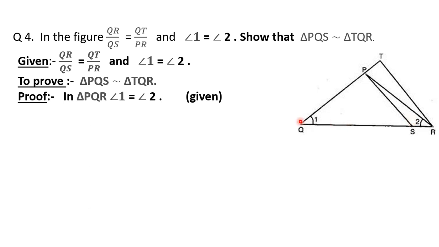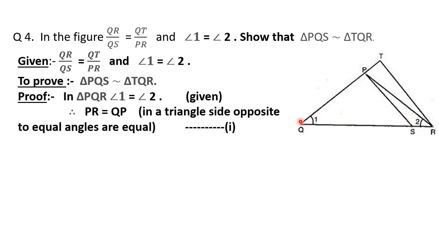So we can say side opposite to the equal angles are equal. In a triangle, sides opposite to equal angles are equal. So angle 1, the opposite side of angle 1 is PR, and angle 2, the opposite side of this angle 2 is PQ. So we have PR is equal to QP, as in a triangle sides opposite to equal angles are equal.